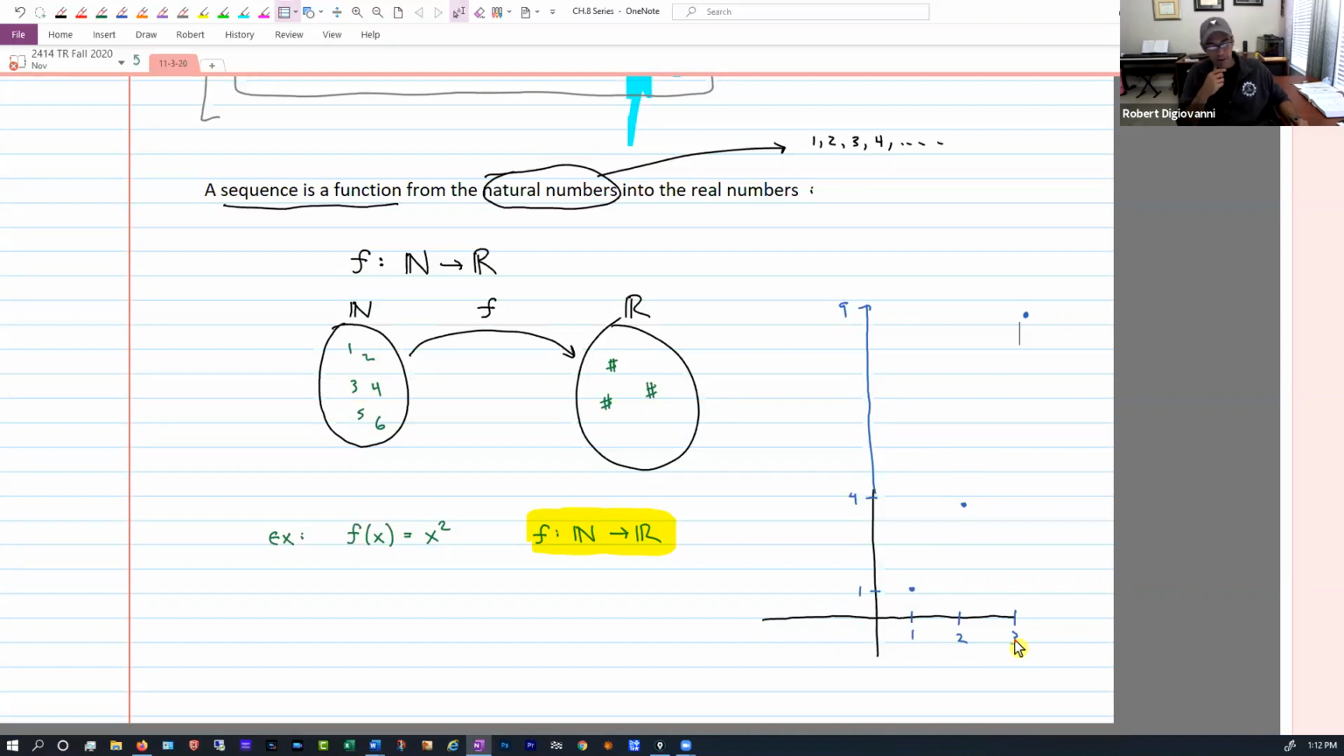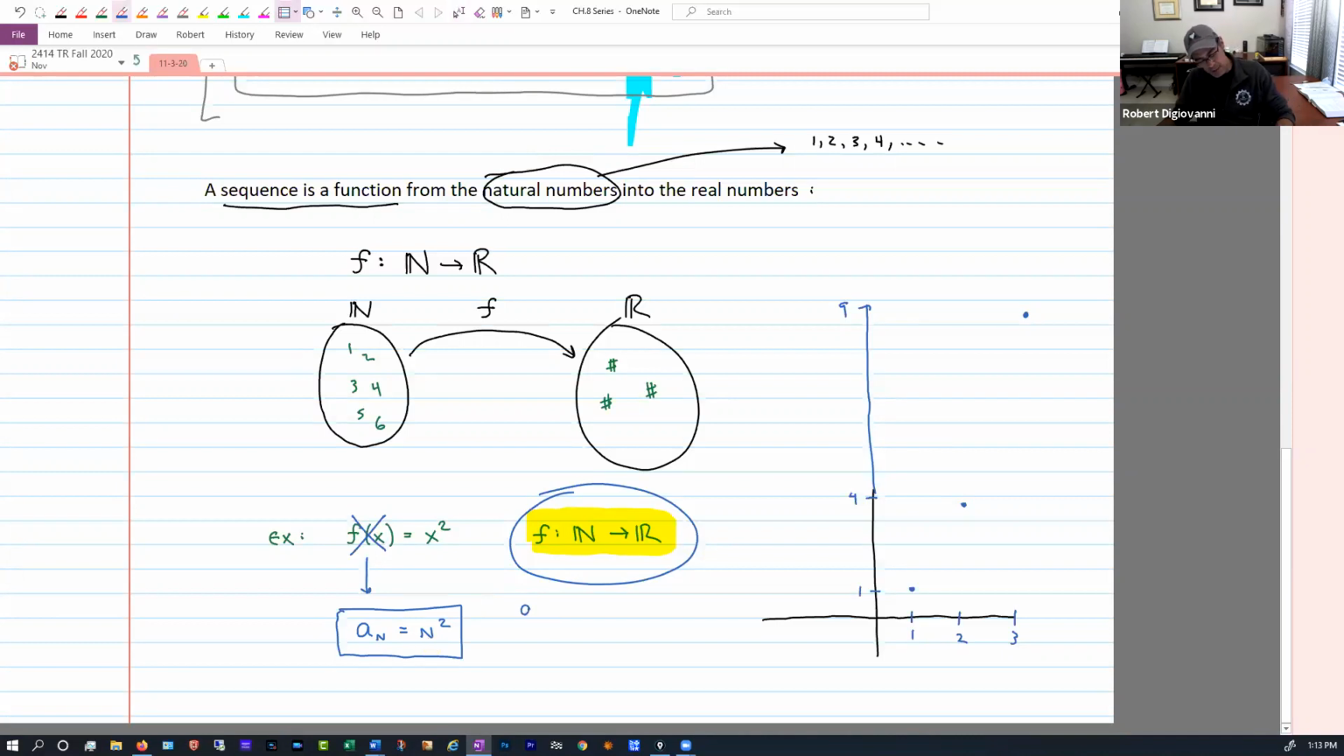Okay, so is there a way that I can tell you that the sequence I'm talking about is x squared, without me having to tell you every time, oh, hey, you're only allowed to plug in natural numbers? So we have a way of writing sequences so that you know I'm talking about a sequence. Instead of using f of x, I'm going to write a sub n. And then over here, I'm going to write n squared. This is the notation we would use to define a sequence. I'm telling you that the nth term of the sequence is n squared.